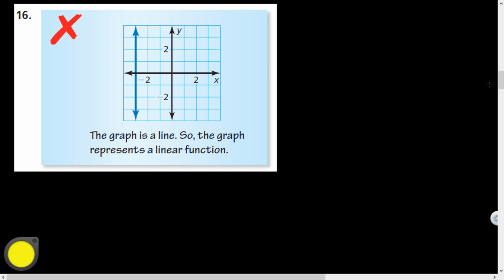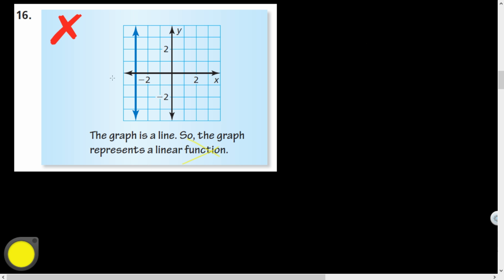Okay, it says the graph is a line, so the graph represents a linear function. Now, the teacher marked this question wrong, but doesn't that look like it's a line, right? What's wrong with it? What do you guys think? I don't know. Yeah, the x is constantly the same. This is what it fails in, the function part.